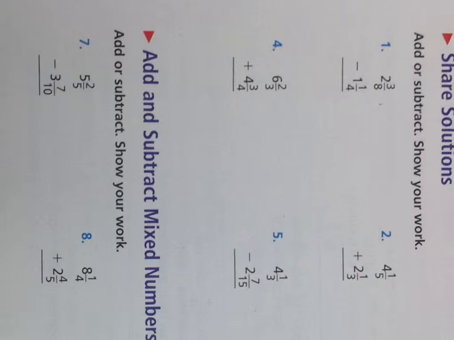So we have 6 and 2/3 and 4 and 3/4. And I think best practice is to add your fractions first. So we're going to add 2/3 plus 3/4. Now I look at my denominators, and right now I have 3 and 4, and that does not match. So we want to find a way for them to match.